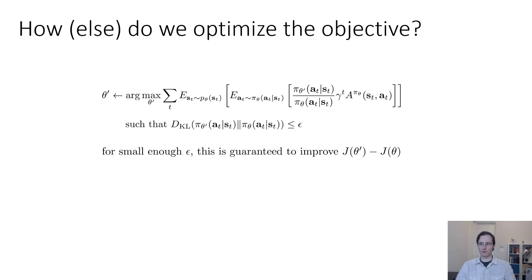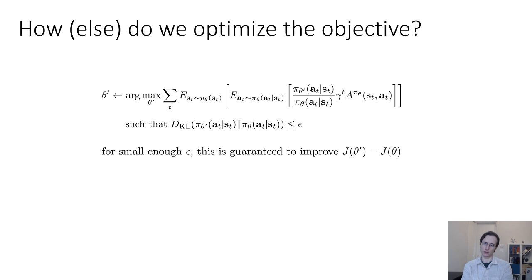Okay, so far we discussed this optimization problem: maximize the expected value under the old policy's state distribution of the expected value under the old policy's action distribution of the importance sampled estimator, subject to a constraint that the KL divergence between pi theta prime and pi theta is bounded by epsilon. And we saw how if you can enforce this for a small enough epsilon, then this is guaranteed to improve J theta prime minus J theta.